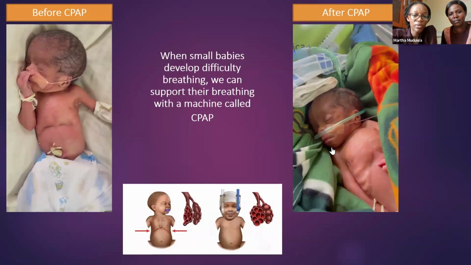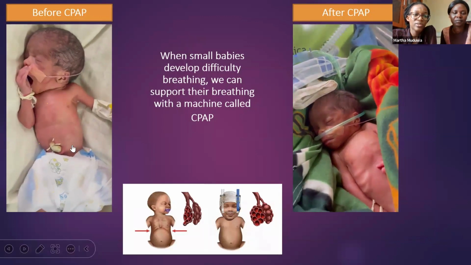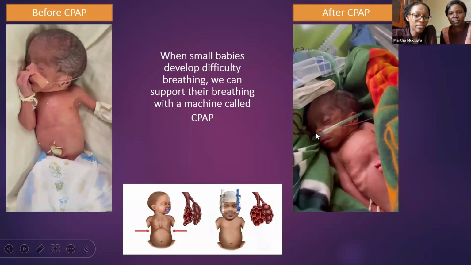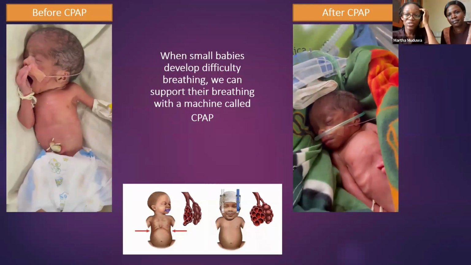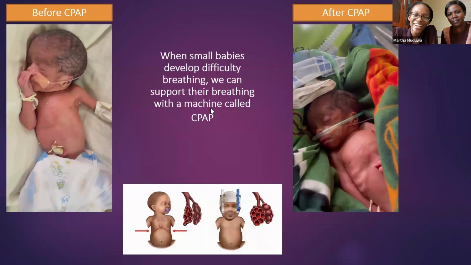Here is a very clear example of how good CPAP can be. Here we have a baby with severe subcostal recession. There's increased work of breathing. They're really not doing well. And this is the same baby just 5 minutes after CPAP has been initiated. So let's just remember the image of the rabbit and the lungs.